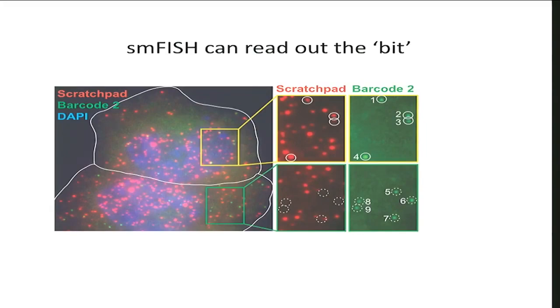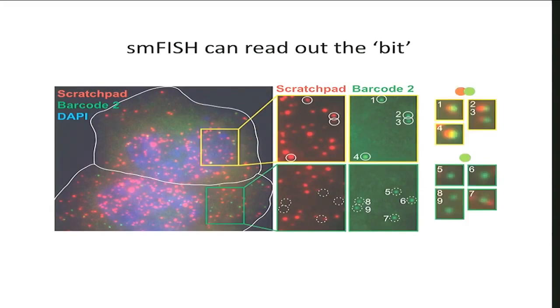In the bottom cell, you see the barcode without the scratch pad signal. And so here's another way to look at it, where we've just spatially, horizontally displaced the green and red signals a little bit, and you can see they're overlapping in the top cell, and there's no red scratch pad signal in the bottom cell. So here we have 2 cells that are in 2 different states for this bit.